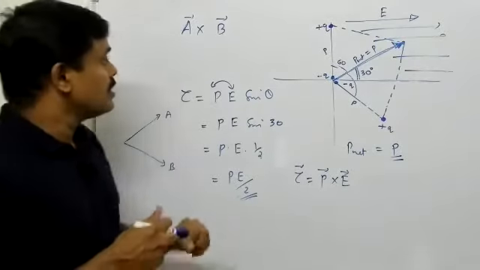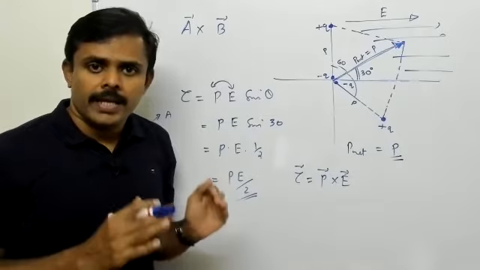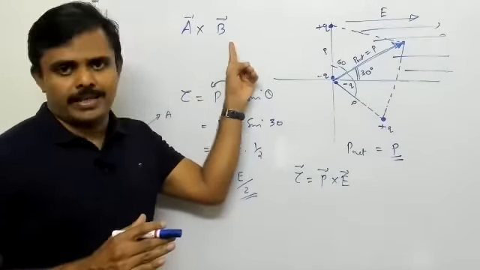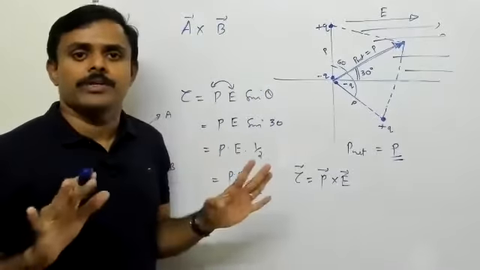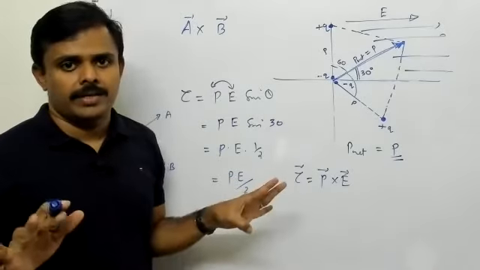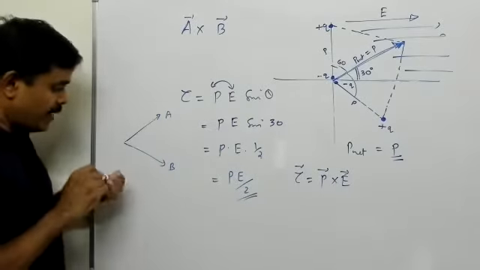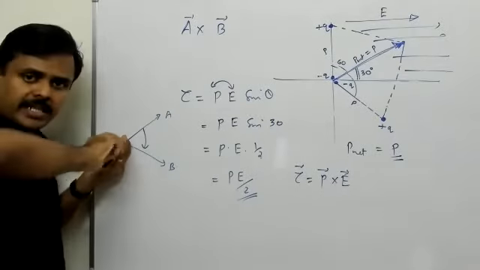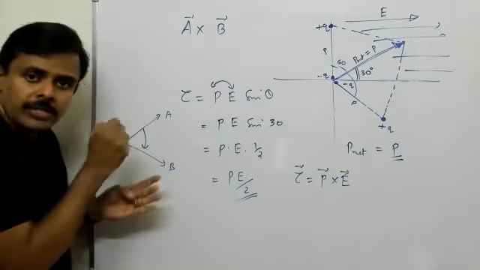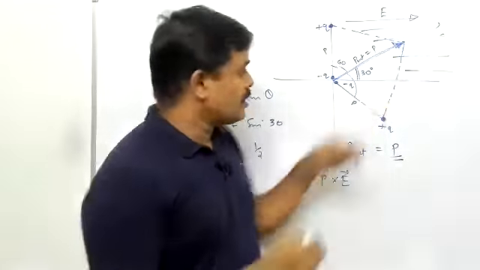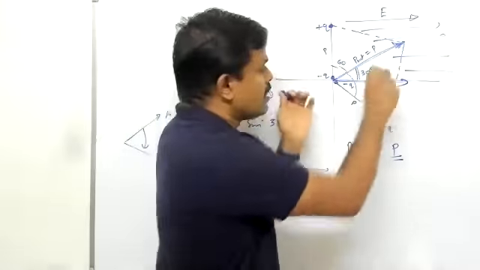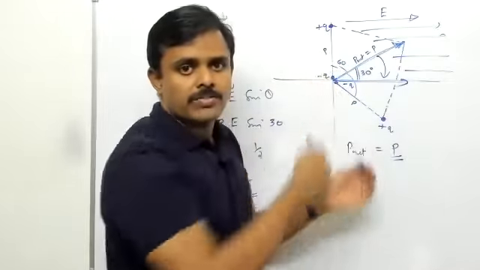I'm repeating one more time. You learned in first year classes that the direction of A cross B is perpendicular to both A and B, or perpendicular to the plane containing A and B. If this is A and this is B, I put a screw at the junction and turn it in the clockwise direction. The screw is going into the board, so A cross B goes into the board. Similarly, this is P and this is E. For P cross E, you put the screw here and turn it from P to E. The screw is going into the board.